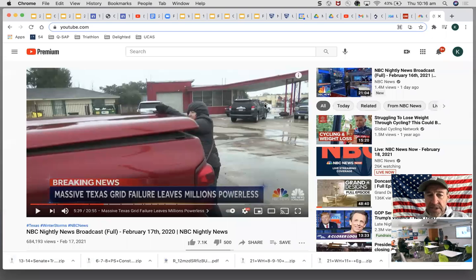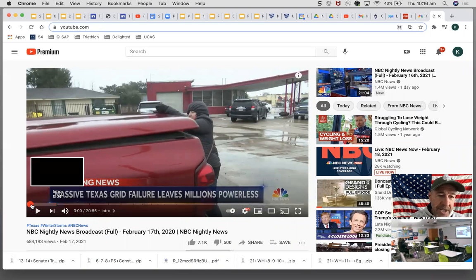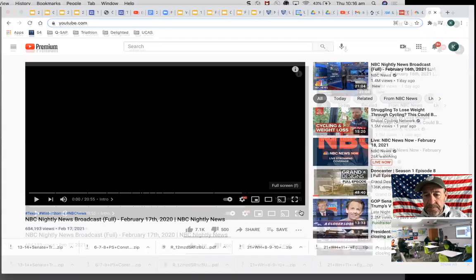So let's go ahead and let's look at Texas, and let's look at a failure of the Texas energy grid that is causing a lot of trouble. Here we go.